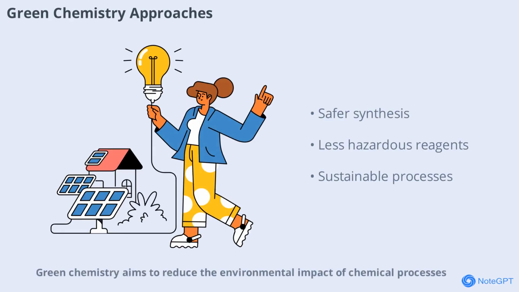Green chemistry aims to reduce the environmental impact of chemical processes. For haloalkanes and haloarenes, this means developing safer synthesis methods, using less hazardous reagents, and minimizing waste. Advances in green chemistry help make the production and use of these compounds more sustainable and environmentally friendly.